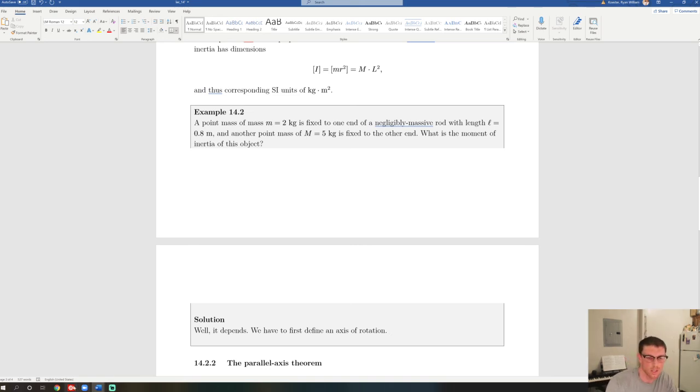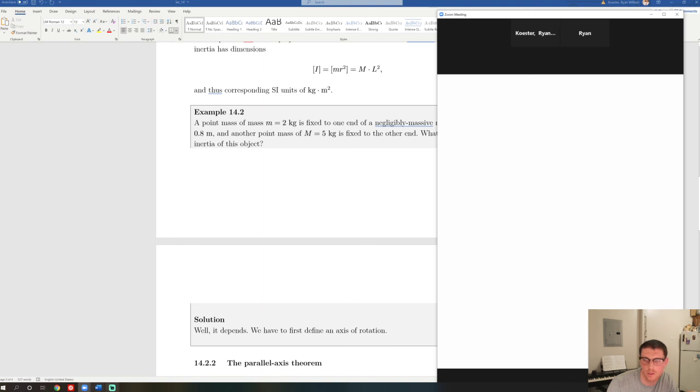So let me get the whiteboard back up. And what this might look like is, say we have the smaller mass here on the left. This is the rod that connects them, and the larger mass is over here. So this length is L, and we have little m here and big M here.